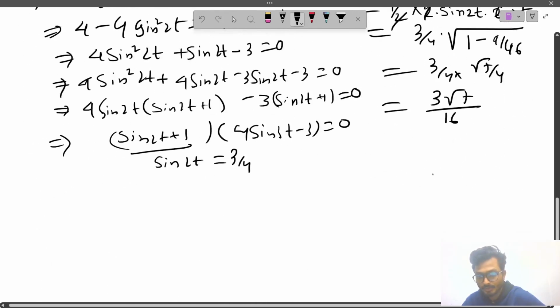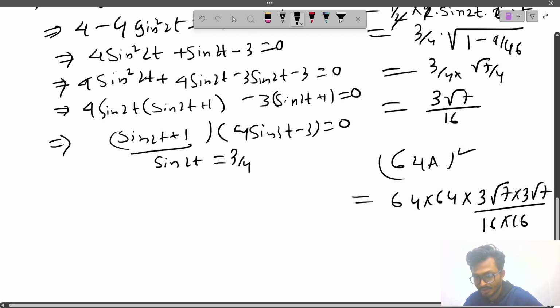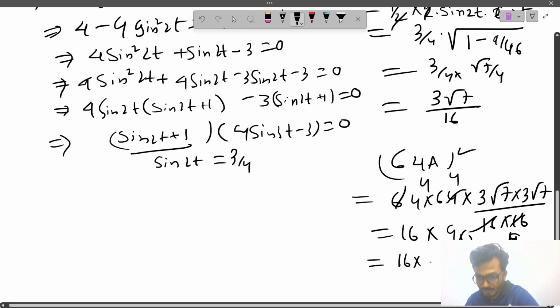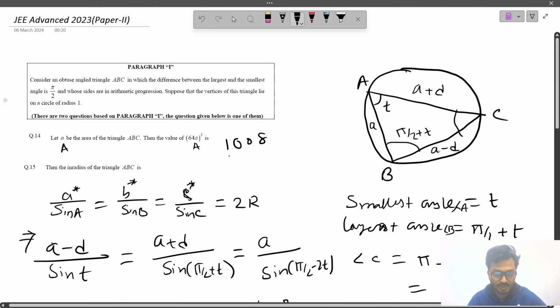64a whole square. So 64a whole square equals 64 into 64 into a square, means this square. So 3 root 7 into 3 root 7 divided by 16 into 16. So this is 4, this is 4. So 16 into 9 into 7. So this will be 16 into 63. So this will be 16 into 63, that means 1008. So this will be the answer for this question, 1008.